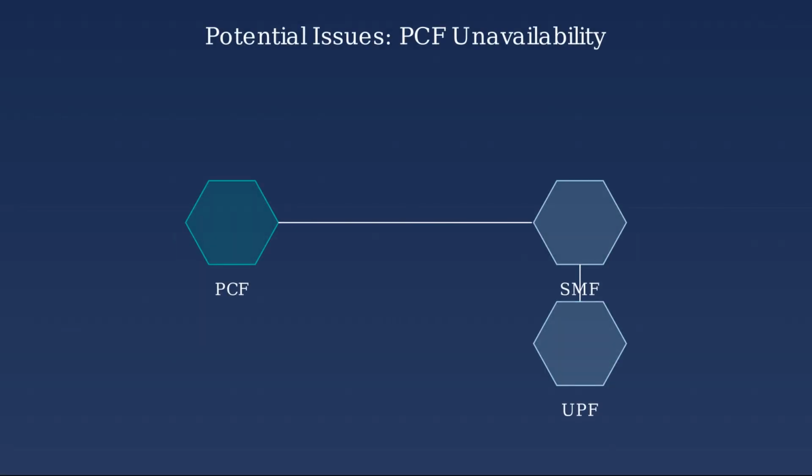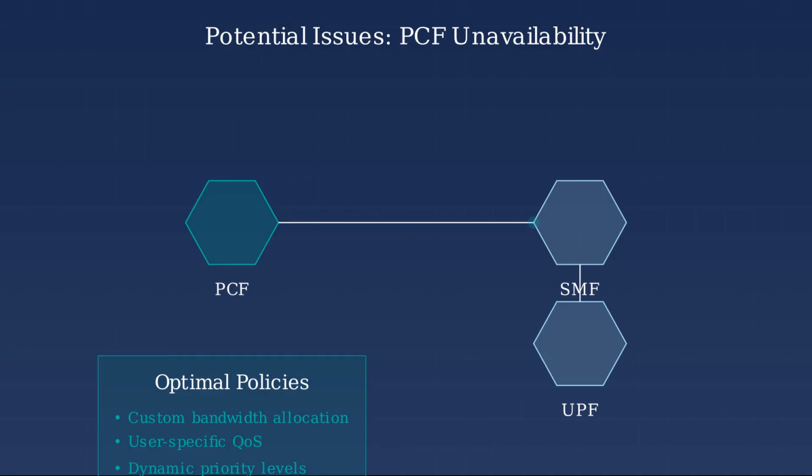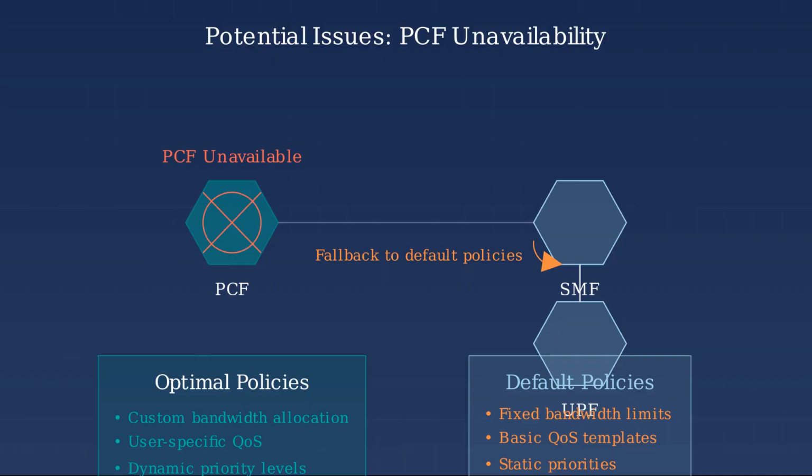In a 5G network, the policy control function, or PCF, plays a critical role in the policy control flow. Under normal operation, the PCF provides optimal policies to the session management function, or SMF, which enforces these policies across the network. However, if the PCF becomes unavailable due to network failure, maintenance, or other issues, this disrupts the policy control flow.